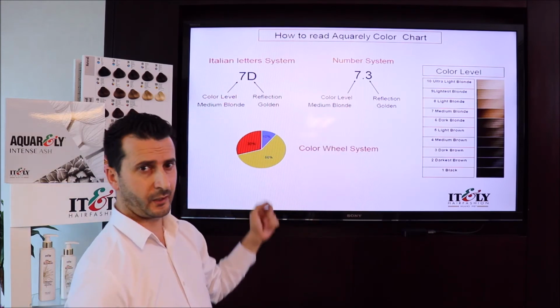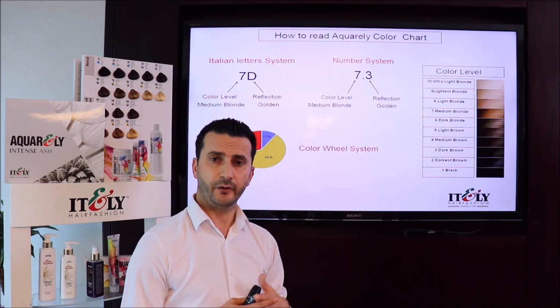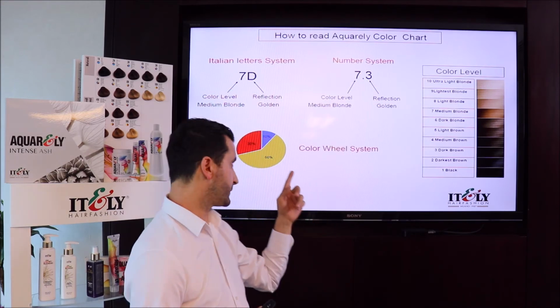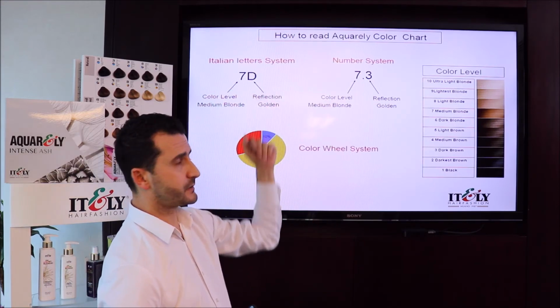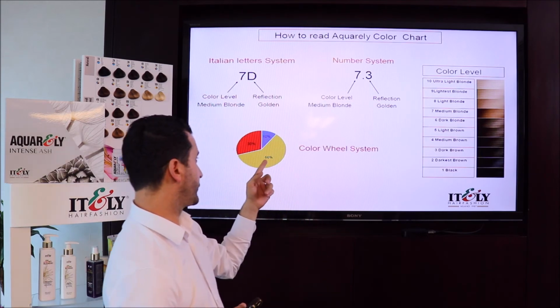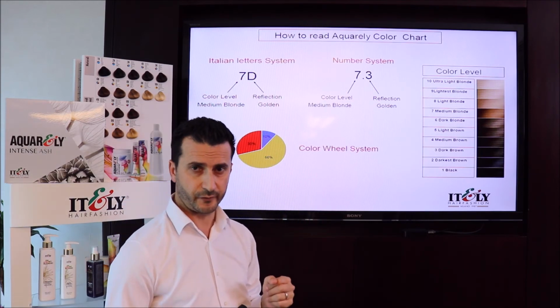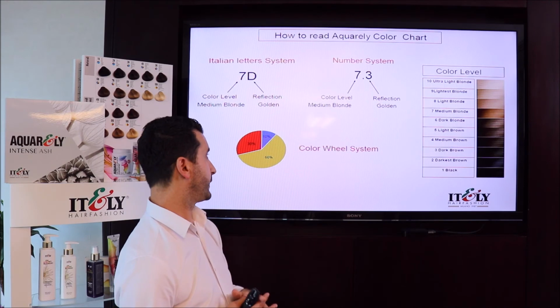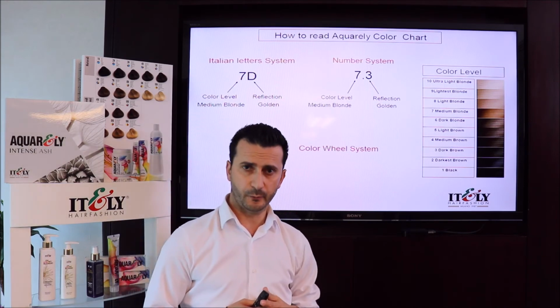The color wheel also helps us a lot to understand the mixing ratio of the color itself. So if we take the 7D, for example, here we can see there is 60% of the yellow, 30% of the red and 10% of the blue.